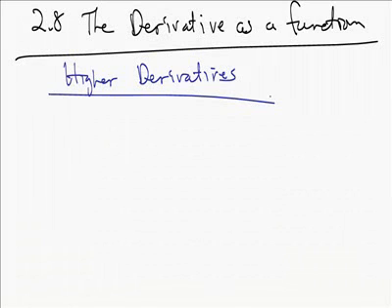Okay, let's continue our discussion at 2.8 here. We got one more topic to look at, and then we'll look at some examples. 2.8, the last thing we want to talk about is higher derivatives that they talk about on page 163. And by higher derivatives, we just mean being able to take the derivative of a derivative.